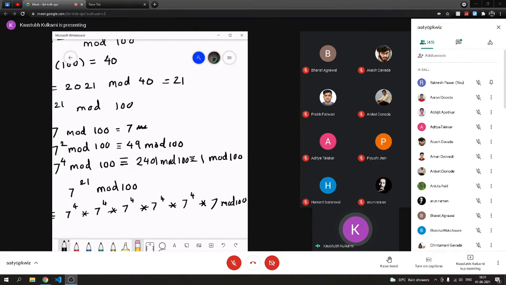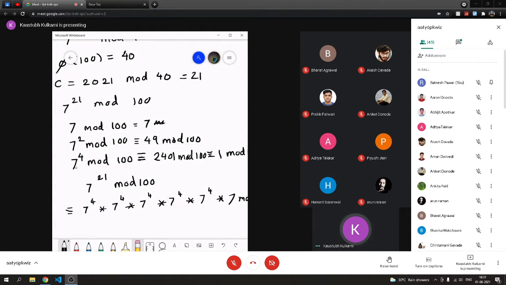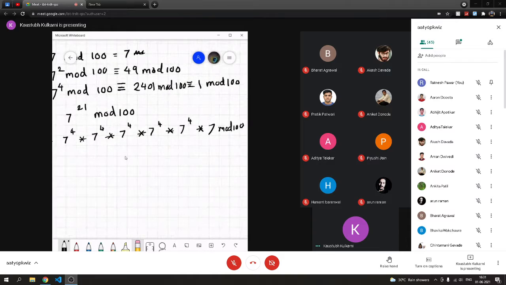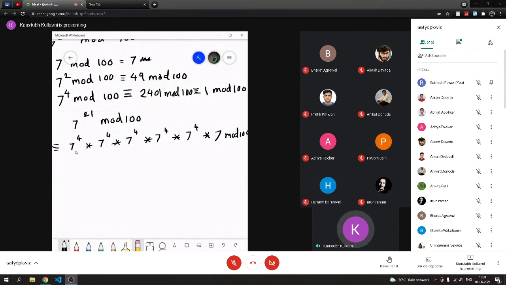Okay, one other way could have been that you could calculate 7 raised to 8 and 7 raised to 16. But if you go this way, then you can separate all of these. So it is congruent to 7 raised to 4 mod 100 into 7 raised to 4 mod 100 into 7 raised to 4 mod 100. All of these are congruent to 1 mod 100, and what remains is just 7. So 7 mod 100.